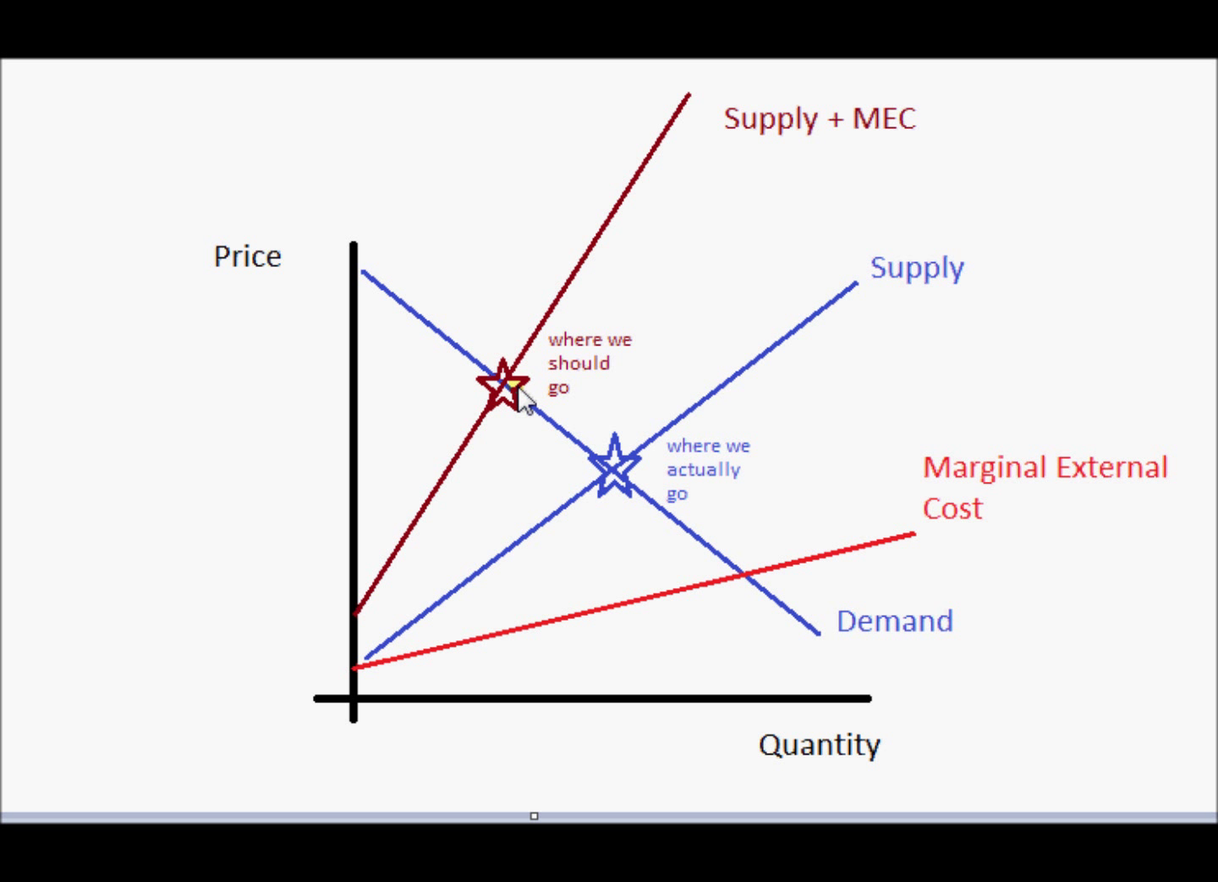We actually go to where supply meets demand because that's where private individuals end up trading toward an equilibrium. And so we go to the standard supply meets demand. So supply meets demand at this blue star. That's where we actually go. We get a quantity traded that's out here, but we get inefficiently too much of this good produced. We really should go where marginal social cost crosses marginal external cost.